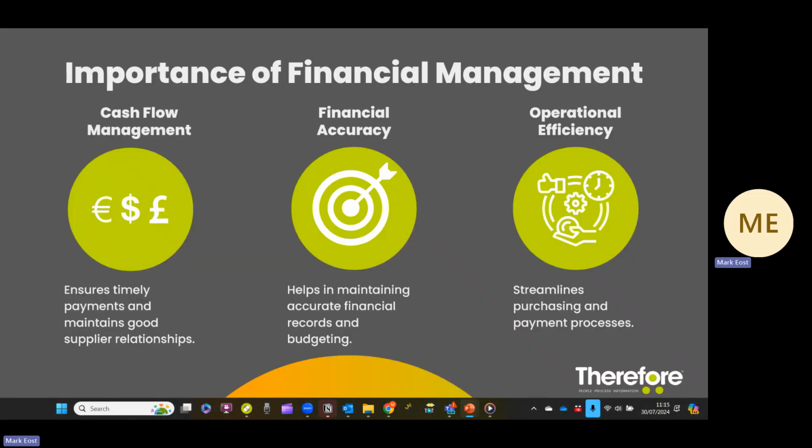So let's have a look at some of the important areas for financial management. Of course, cash flow management is absolutely critical to a business, and is often the reason that companies cease trading. It's not that they're not profitable, it's that their cash flow is poor. So being able to ensure that we pay our suppliers in a timely fashion, and equally that we get paid in a timely fashion by our customers, is very, very important. And then, of course, keeping accurate financial records is absolutely vital to the health of a business.